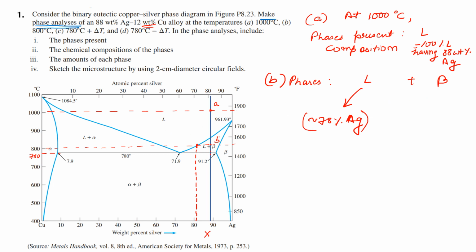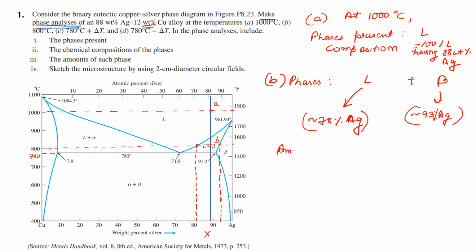And the composition of beta will be given by the intersection with the solidus here. If you drop it, it will be much higher than 90 even. Right, about 93% silver in beta. Okay. So what are the amounts of phases?